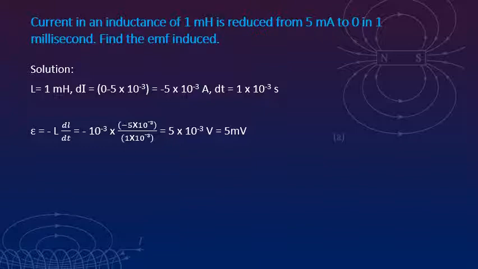We are asked to calculate the induced EMF. So, using the formula E is equal to minus L into di by dt, we get E is equal to minus L is replaced by 1 into 10 raised to minus 3 into di is replaced by minus 5 into 10 power minus 3, dt is replaced by 1 into 10 power minus 3. Therefore, on solving, we get EMF E is equal to 5 into 10 power minus 3 volt, that is equal to 5 millivolt.